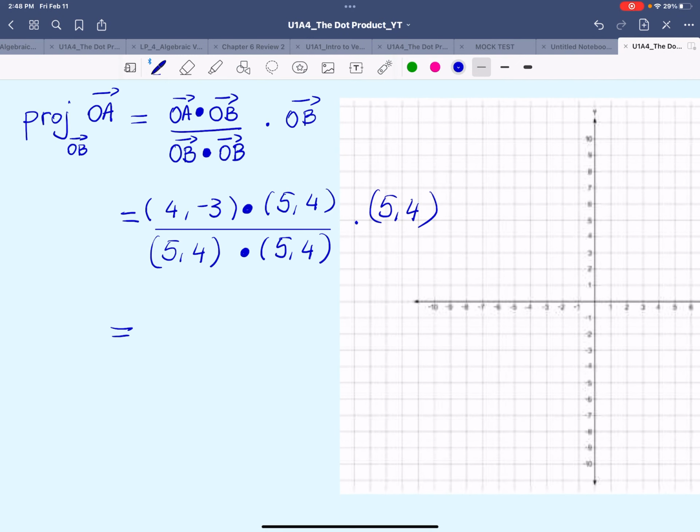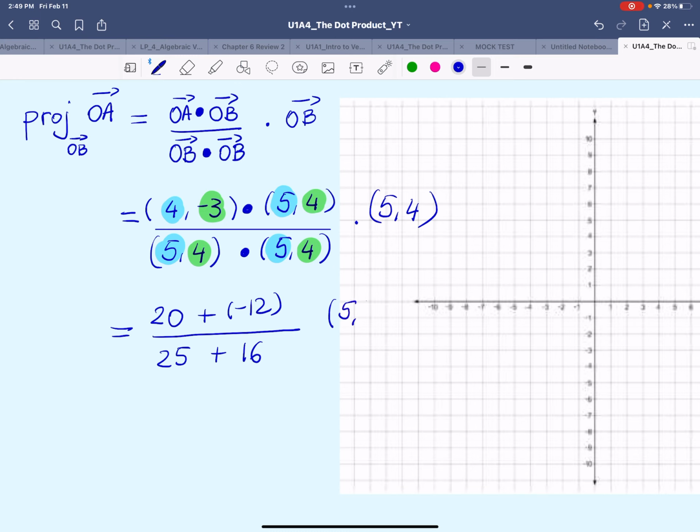So again, the same drill: X is together, Y is together, and you add them. So 4 times 5, 20, plus 4 times negative 3, negative 12, over 5 times 5, 25, plus 4 times 4, 16, times vector 5, comma 4. All right, so remember again, 4 times 5, 4 times negative 3, and 5 times 5, 4 times 4.